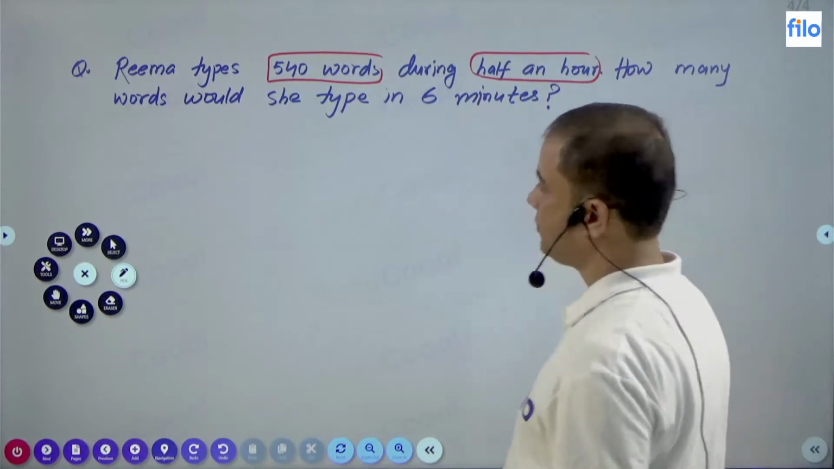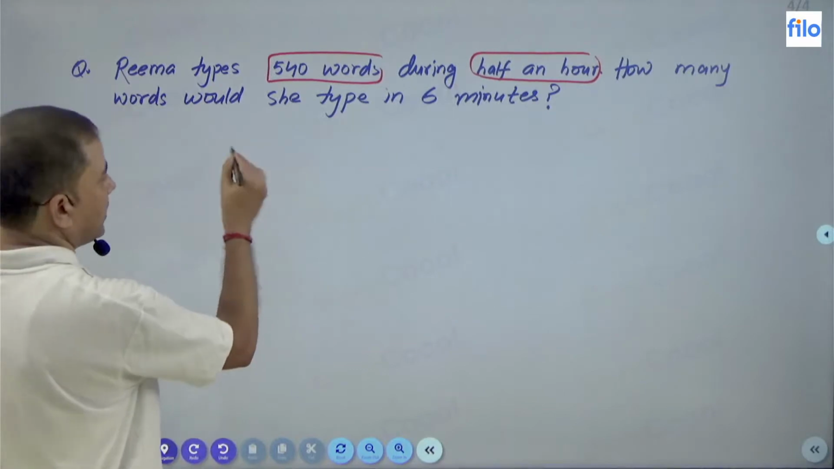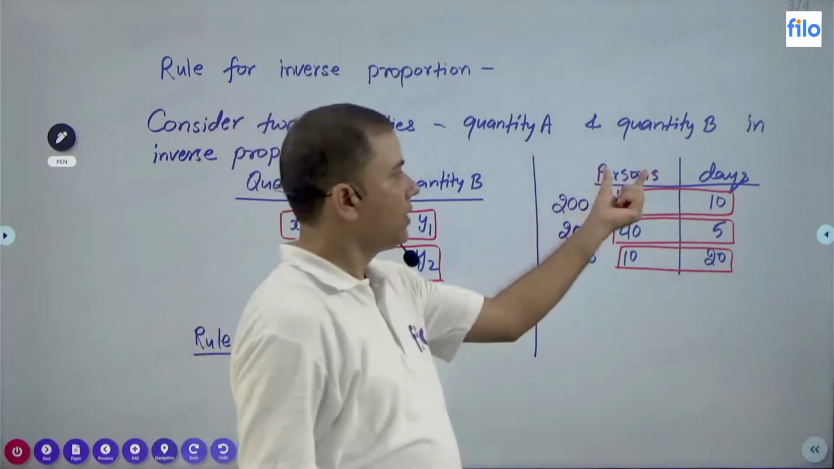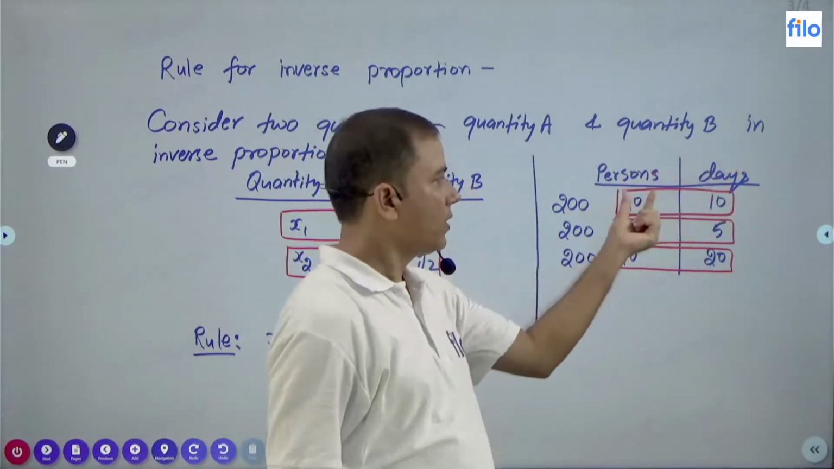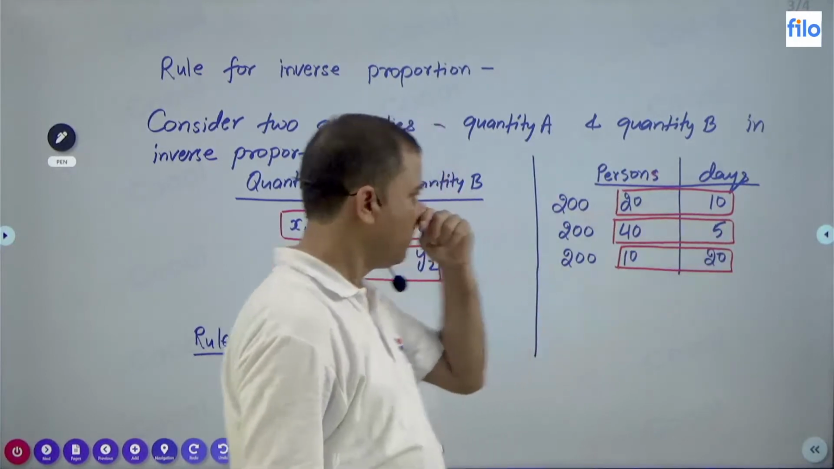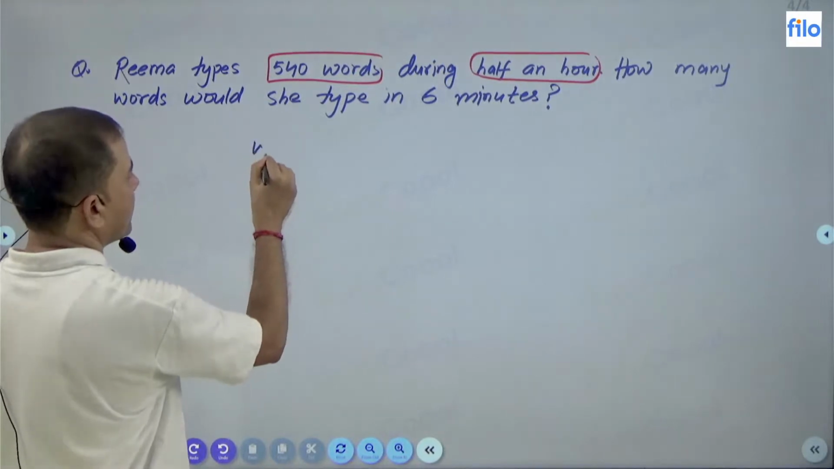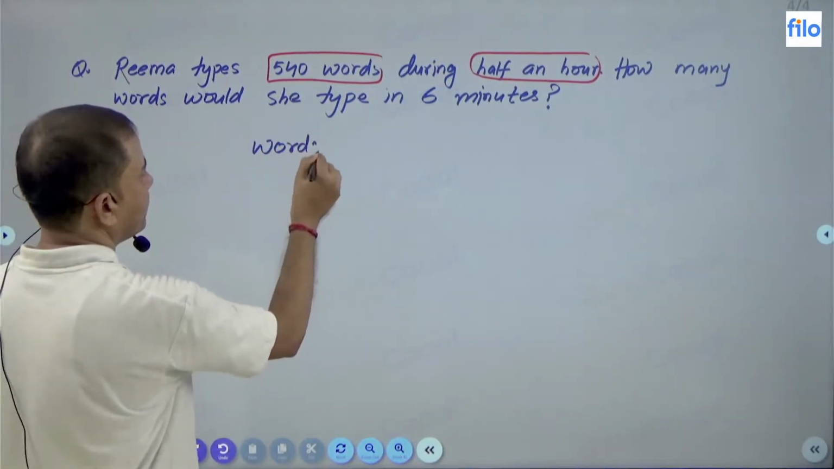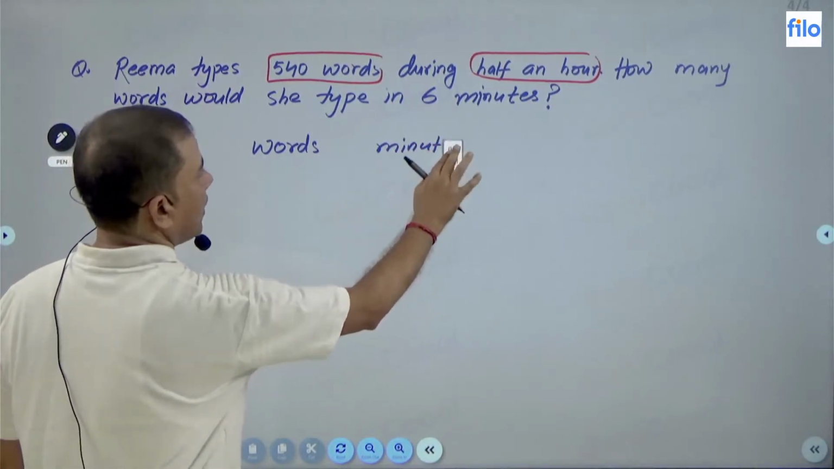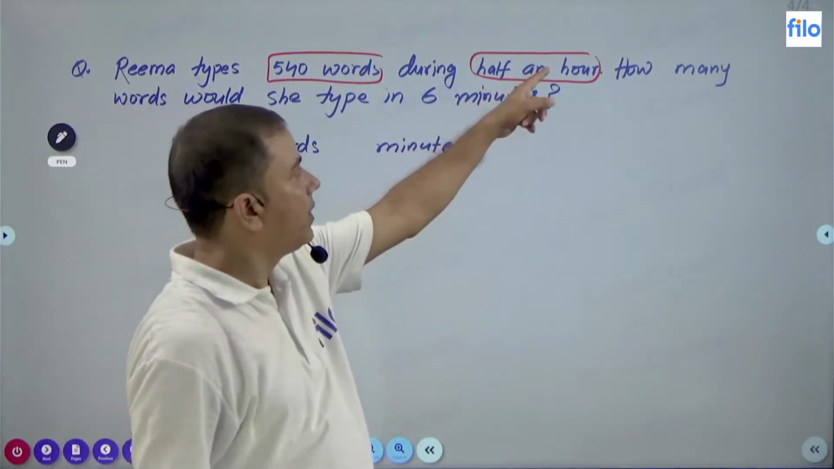Okay. There are two quantities. We have to make our table just like the table we made here. First quantity, second quantity. First value, second value. So let's make a table. Words, minutes. I am considering minutes, not hours. So half an hour will become how many minutes?